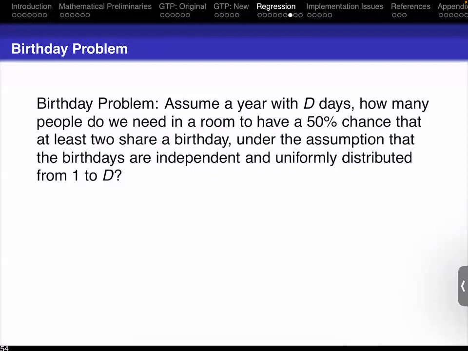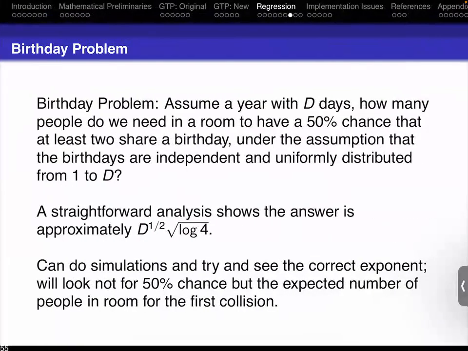Roughly 30 is way too high. Around 22, 23. So the probability with over 100 people is extremely high. I was not worried. You can sniff this out by doing some nice analysis with Taylor series and whatnot. If there are D days in the year and you assume every day is equally likely to be a birthday, you could get D to the 1/2 square root of log of 4 as the number of people you need to have a 50% chance.